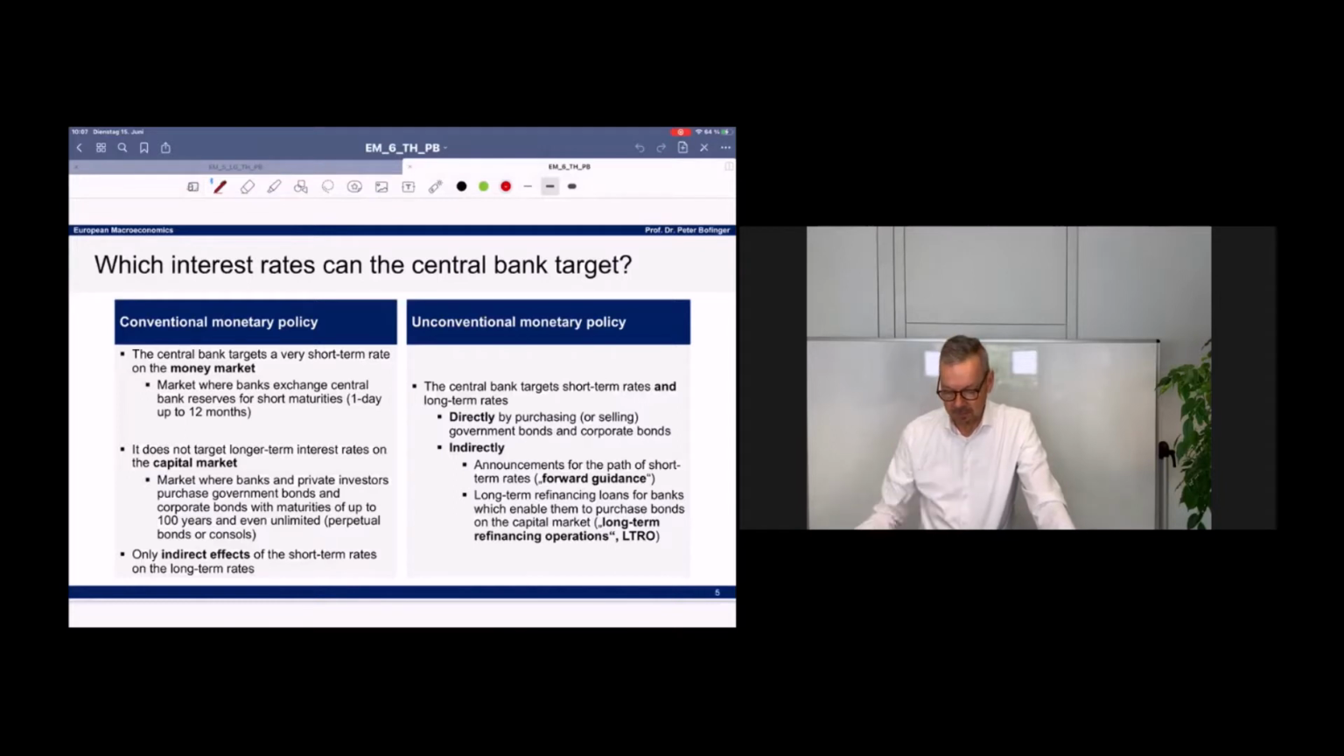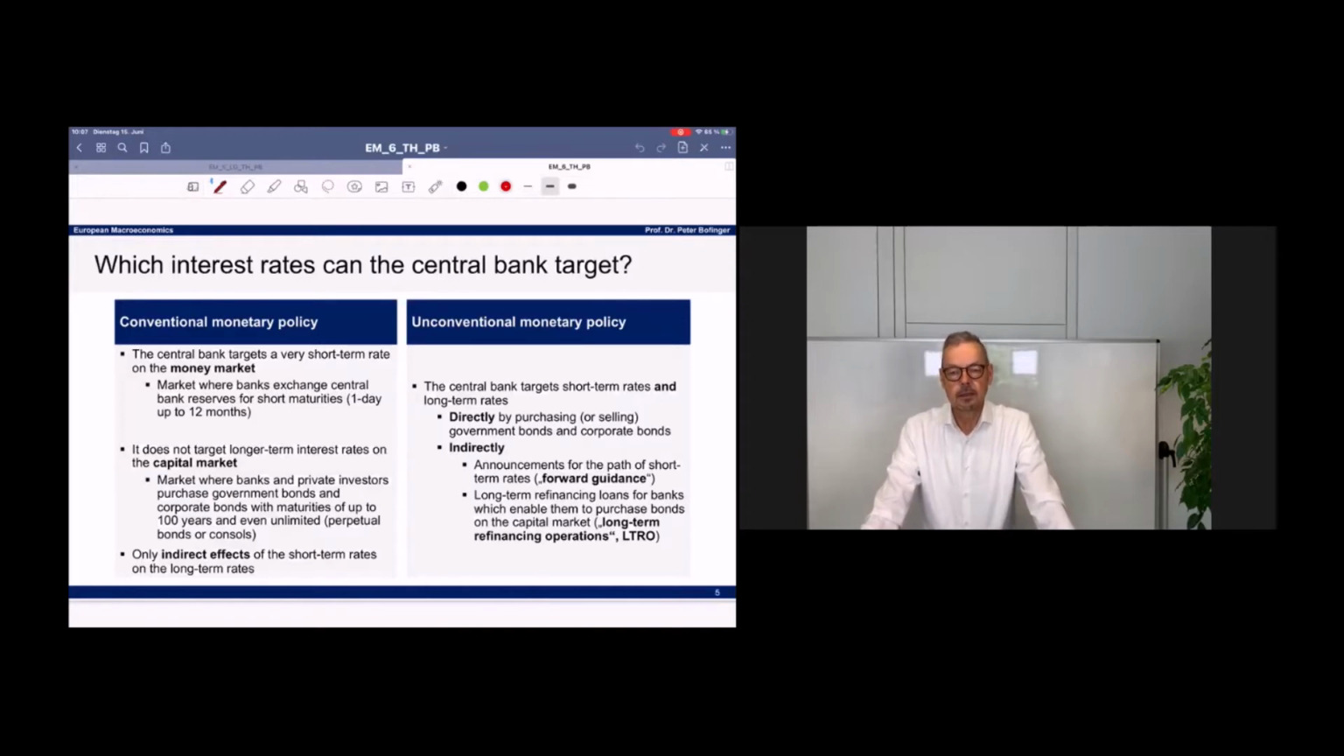One is the policy of forward guidance, where central banks make announcements on the path of short-term rates with the hope that this announcement has an impact on longer-term rates. And the second way to target long-term rates indirectly are the so-called long-term refinancing operations by the ECB.